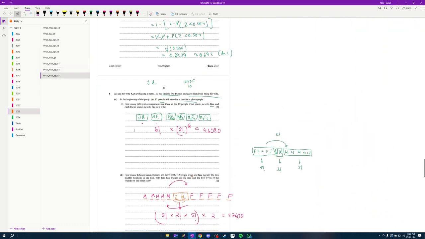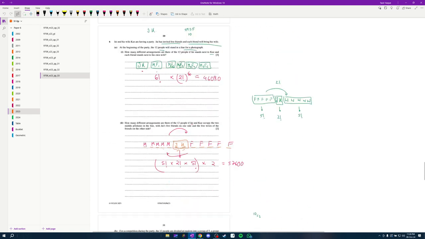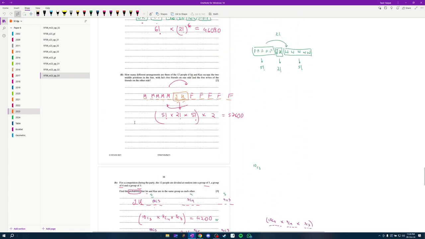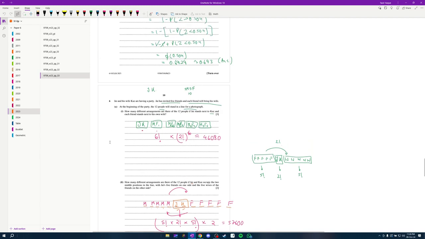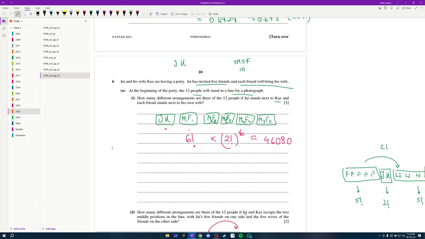Moving on to the last variant in this year, 2023. Let's do this. Jay and his wife, Kaz, are having a party. Jay has invited 5 friends and each friend will bring his wife. At the beginning of the party, the 12 people will stand in line for a photograph. How many different arrangements are there of the 12 people if Jay stands next to Kaz and each friend stands next to his own wife?